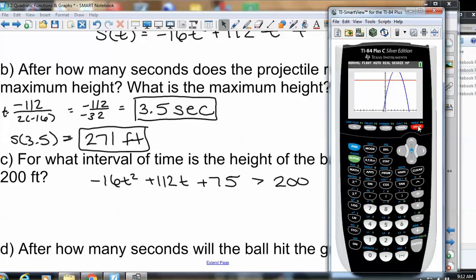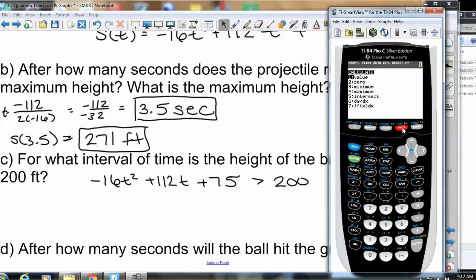We need to find those points exactly. If you just try moving your cursor, you're not going to get the exact point, but your calculator can find it for you. So you need to hit second, and then the trace button. This takes you into the menu of everything your calculator can find.